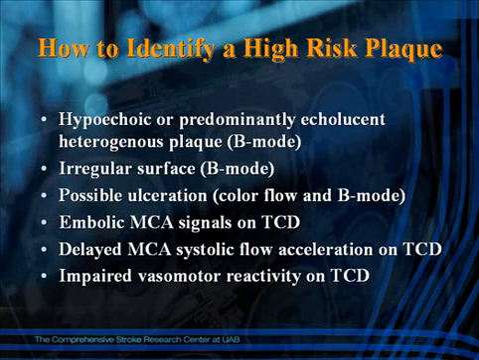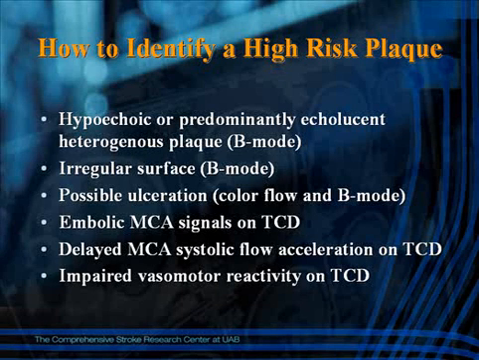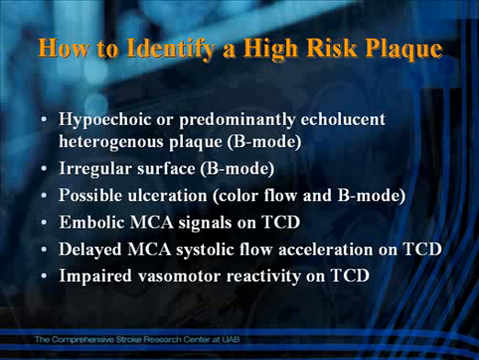Next slide is called How to Identify a High-Risk Plaque. Well, high-risk plaque may be identified as hypoechoic, predominantly echolucent on B mode, or the one with irregular surface on B mode and possible ulceration as a combination of color flow and B mode on carotid ultrasound.